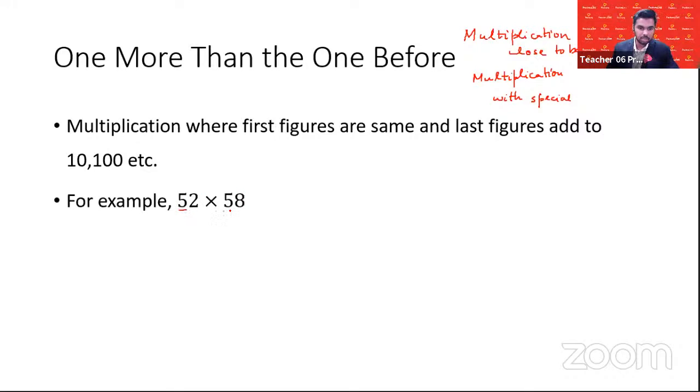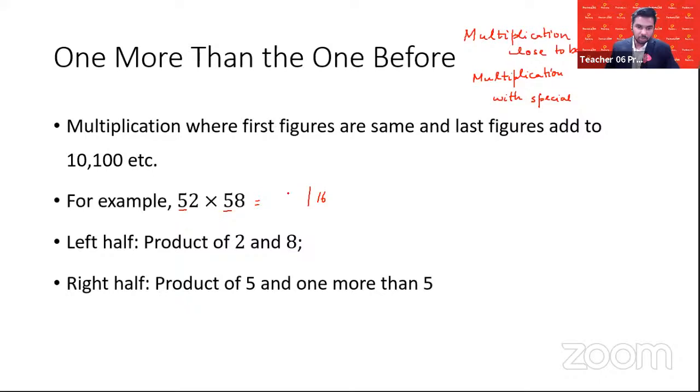The first digit is the same and the last digits add up to 10. So this is a very special number. So what you have to do to solve for 52 times 58 is you have to multiply these numbers 2 and 8. So that is 16. There are two parts to the answer as we had in many of the previous examples. The first part to the answer is going to be one more than the one before. And we are going to add 1 to the number 5, which is 6. So we have to do 5 times 6. So the answer is going to be 3016.